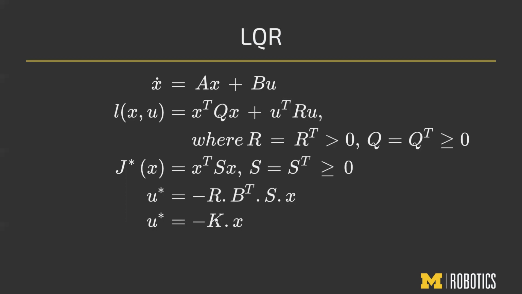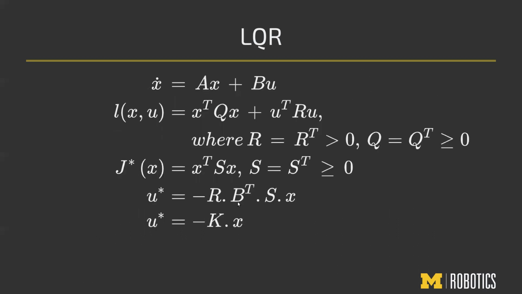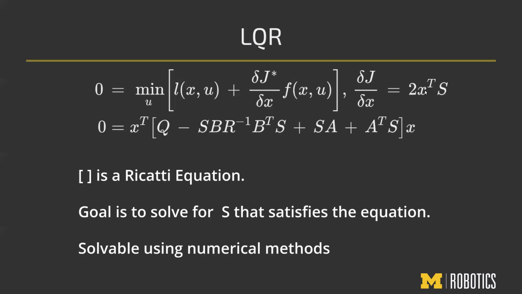And so how do we get the S? As I said earlier, since we already have an expression for J star, we could put J star into the Hamilton-Jacobi-Bellman equation, I'll just call it HJB, as well as the expression for the immediate cost L, and end up with this formulation. This basically tells us that when you find the derivative of this J expression with respect to X, you're going to end up with 2 X transpose S, because it is quadratic in X. So this is just a simple thing.